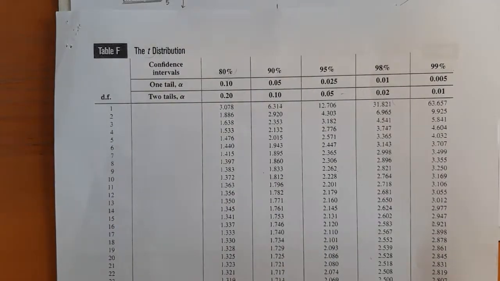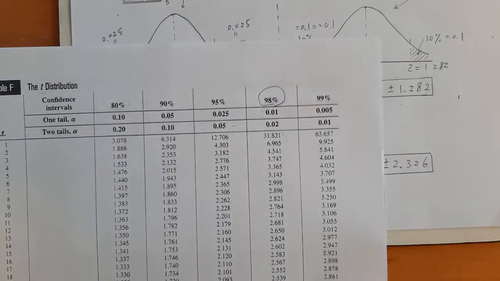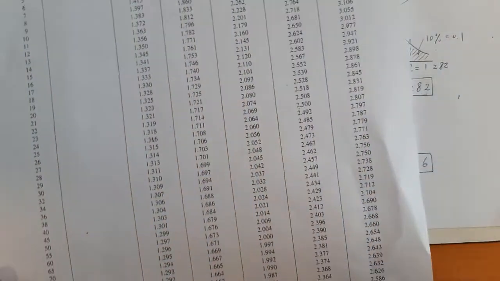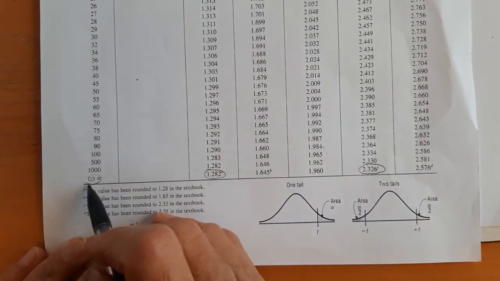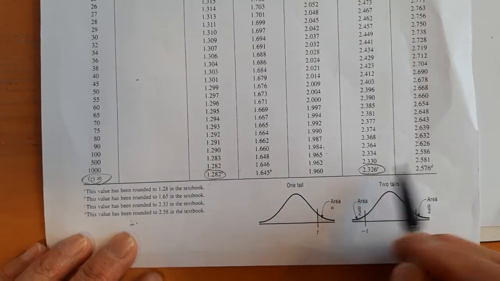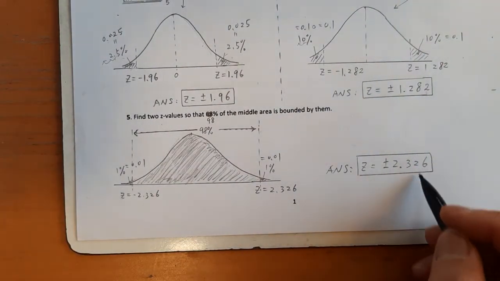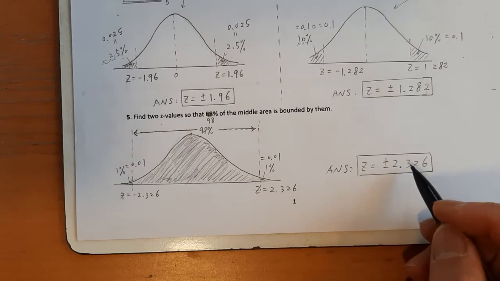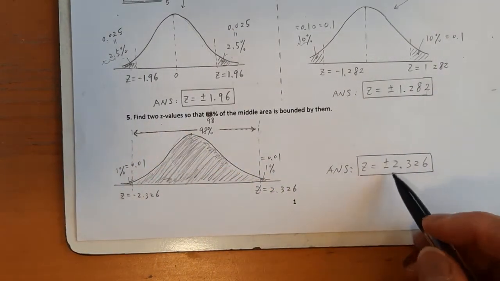Here, 98% is in between. Here is 98%, and go down to the bottom. That bottom number is for Z-score. Z-score, and then you got 2.326. That's the more accurate one, 2.326. Rounded is just 2.33. Here one Z-score, so one positive, one negative.